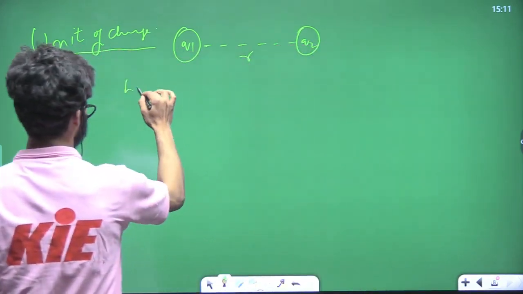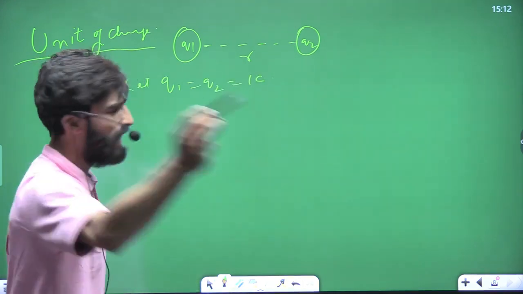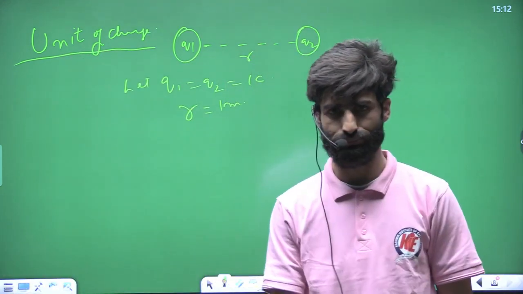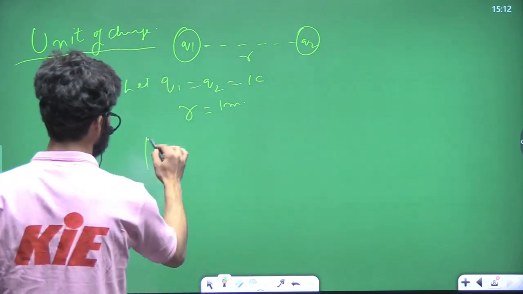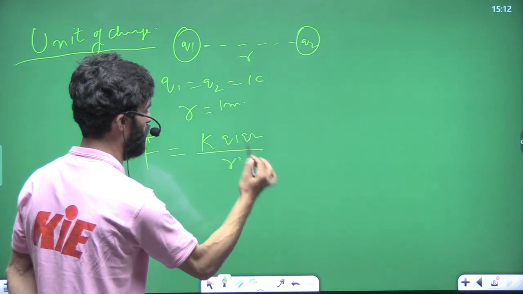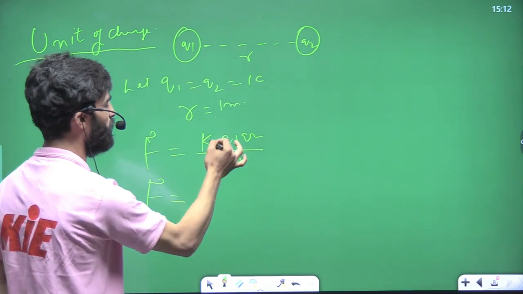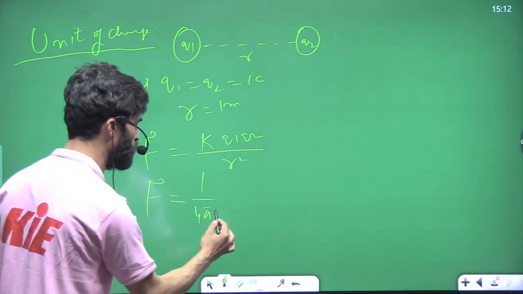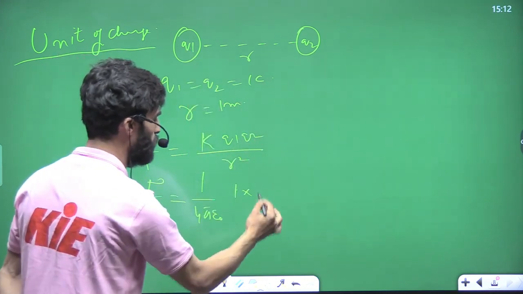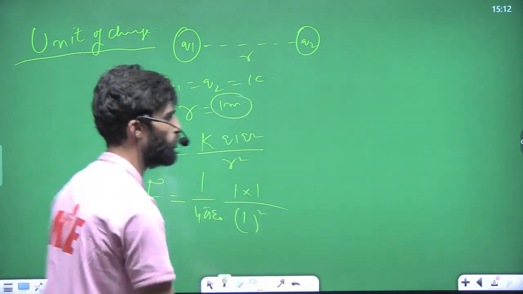Let Q1 equal Q2 equal 1 coulomb, and the distance of separation between them is 1 meter. Now, as per Coulomb's law, F is equal to K times Q1 Q2 divided by R square. And K is 1 by 4 pi epsilon. Q1 is 1, Q2 is again 1 coulomb, divided by R, the distance of separation, which is 1 meter, 1 square.